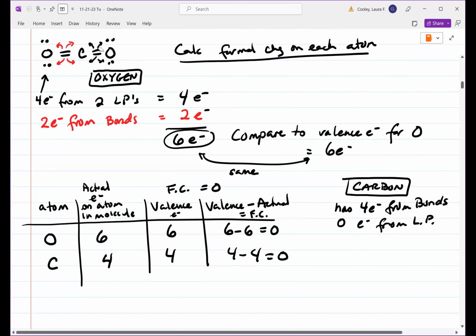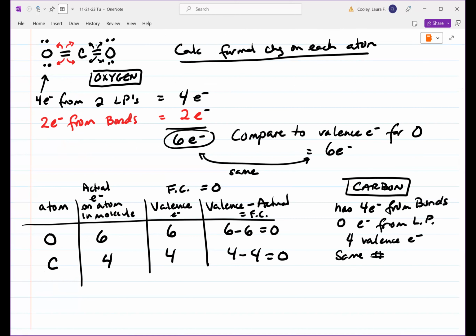Its formal charge is equal to 0 because it has the same number. I should write that here. There are 4 valence electrons, so it has the same number. So the formal charge is equal to 0. Or you could do it this way on the chart.